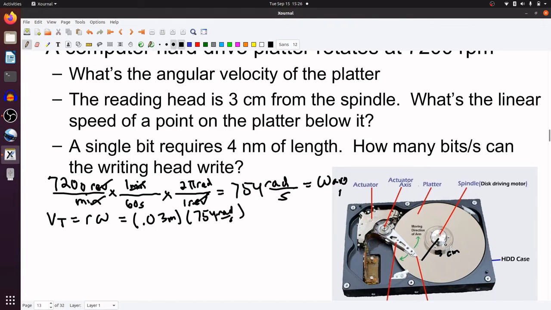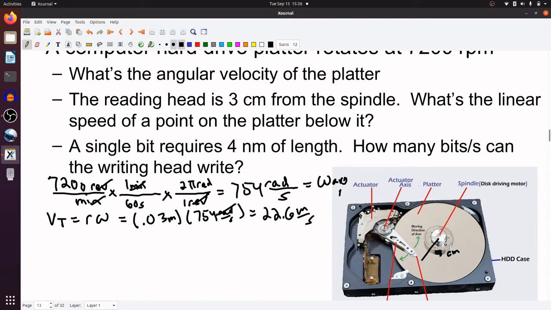And so I take that big number and multiply by 0.03, and I get 22.6 meters a second. I mean, that's still 45, 50 miles an hour. Because once again, remember, radians is not a true unit. So that gives me my tangential speed. And if it's at the edge of the spindle, I would have to take the radius of the whole spindle and so forth.